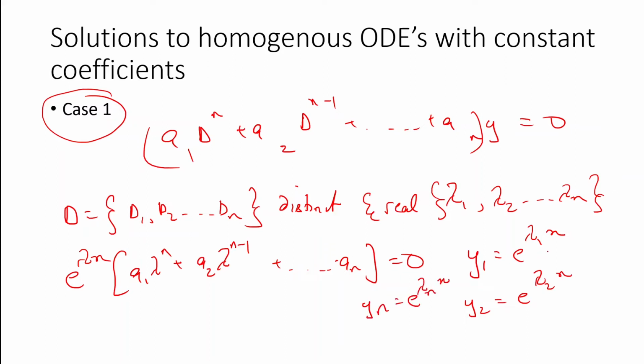So if we have n distinct and real solutions, if all the solutions are real and distinct, then the solutions are simply e to the power lambda 1x, e to the power lambda 2x, e to the power lambda nx, and so on. Or you can write e to the power d1x, e to the power d2x in the annihilator form. It doesn't matter which form you write, the solution will come the same. You have to solve the polynomial equation and get its roots. If they are distinct and real, your isolated solutions are e to the power lambda 1x, lambda 2x, and lambda nx. So you get the isolated solutions.